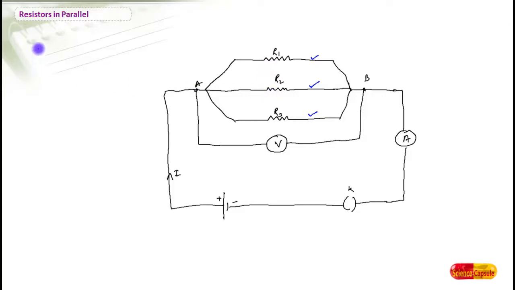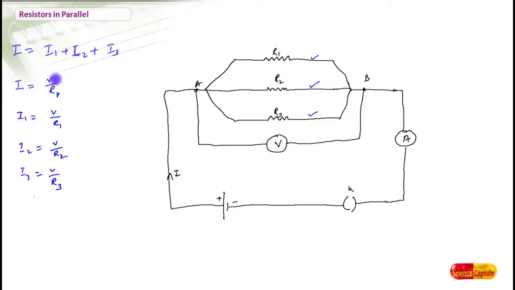From this we know that I is equal to I1 plus I2 plus I3, and we know that I is equal to V by R. Here R is the resistance in parallel, which we write as Rp. By applying Ohm's law across each resistor, we get I1 is equal to V by R1, I2 is equal to V by R2, I3 is equal to V by R3. So we know that I is equal to the sum of all the currents, I1 plus I2 plus I3, and I is equal to V by Rp.